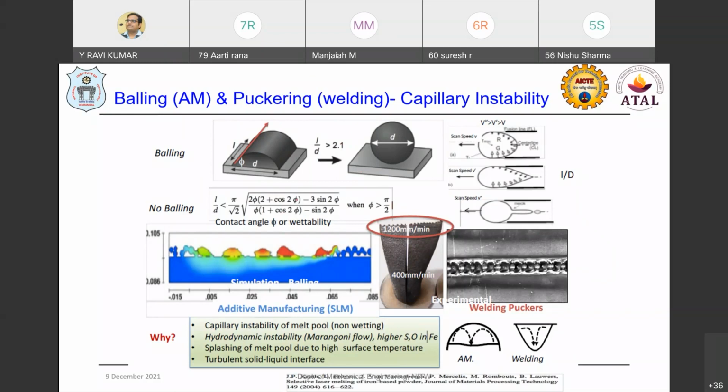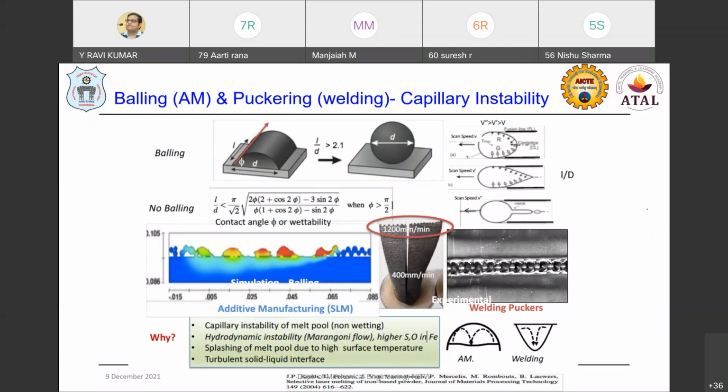And if you see, these are the simulated results where we are having balling in the selective laser melting process. This is the instability in the melt pool. When there is instability in the melt pool, there is no uniform wetting angle. There is no uniform wetting taking place. This type of balling effect takes place because of the hydrodynamic instability. When the Marangoni flow, the Marangoni effect, takes place inside the molten pool, with a higher concentration of sulfur or oxygen in the stainless steel, that type of hydrodynamic instability is going to create this kind of balling effect.